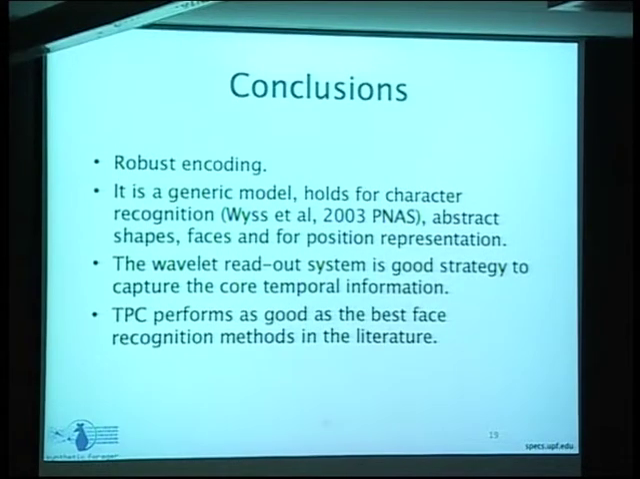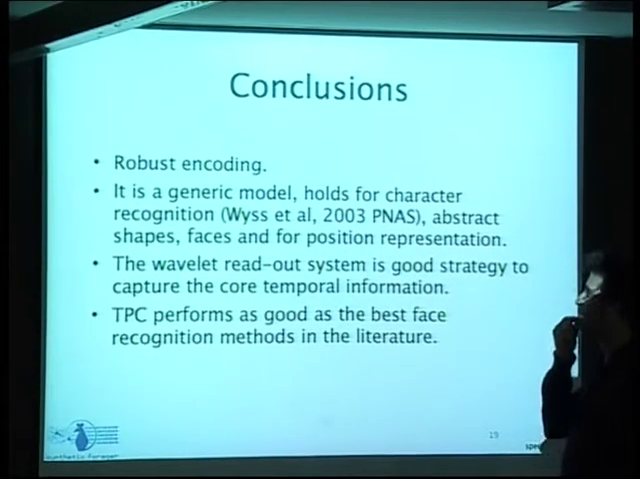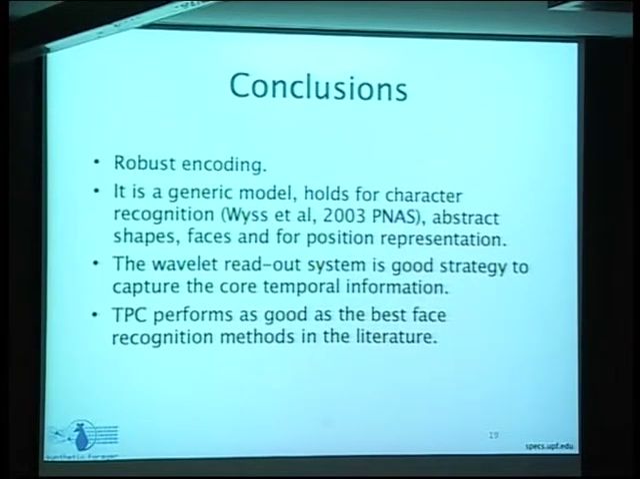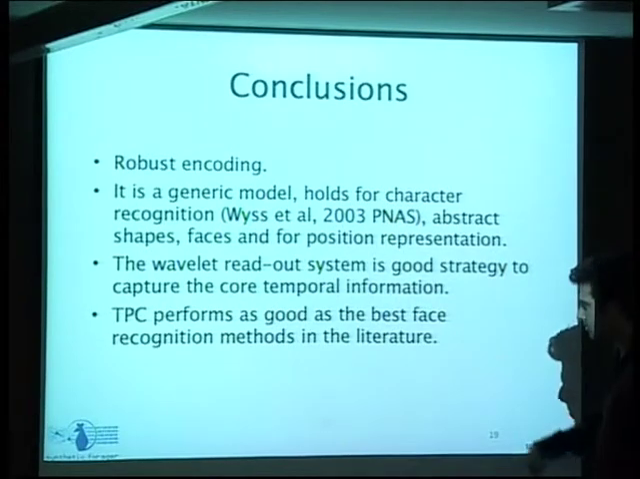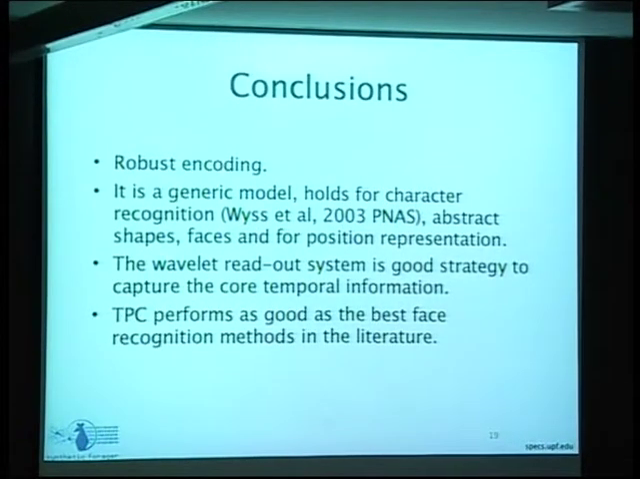So the conclusion is that the encoding is robust and generic, as we have shown: for character recognition, for synthetic shapes, as published in 2004, for faces, and for representing position, to give a notion of position inside of the environment. The wavelet readout system is a good strategy, which makes the temporal code much smaller, reducing it by a factor of 8. It's like a compressor system, which gets only the core information.